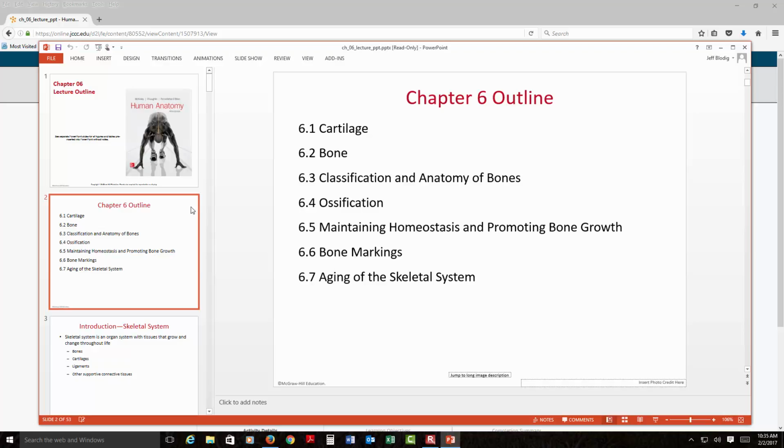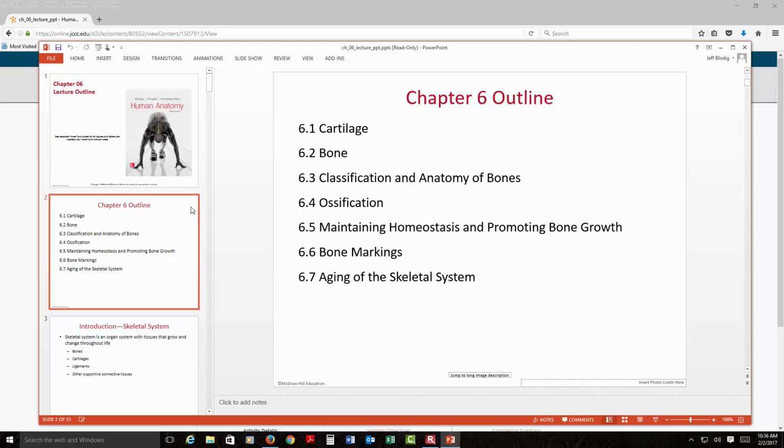Recall that we here at Johnson County Community College take a reductionist approach to studying anatomy. Therefore, we're going to study the skeletal system, but before we look at the system and even the organs of the system, which would be the bones, we're going to go to that histological and cellular level to better understand the system level.